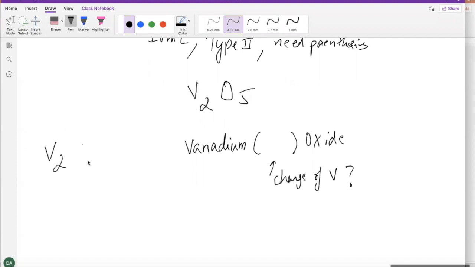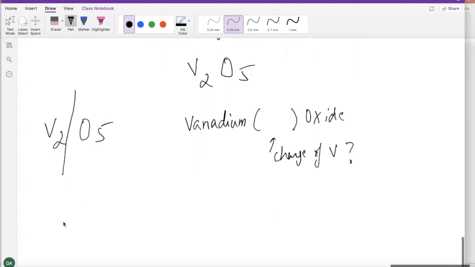So V2O5, how do you find out the charge? Remember this? You have to divide your molecule into two halves. Where do you start, left or right? Always from the right-hand side. You ask yourself, oxygen is how much charge? Oxygen is -2 charge. We know that from the periodic table. And we have 5 of them. So -2 times 5 is -10.